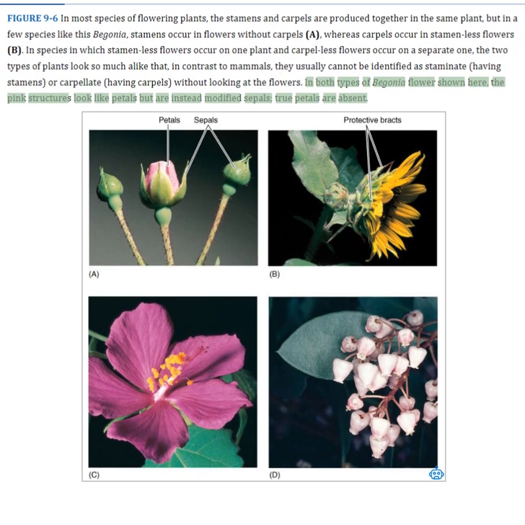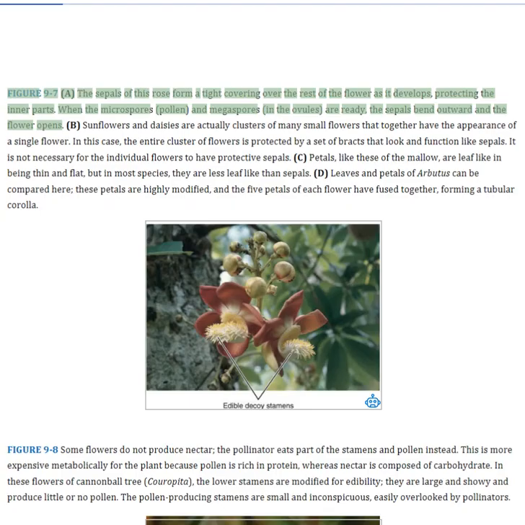In both types of begonia flowers shown here, the pink structures look like petals but are instead modified sepals. True petals are absent. Figure 9.7 The sepals of this rose form a tight covering over the rest of the flower as it develops, protecting the inner parts. When the microspores and megaspores are ready, the sepals bend outward and the flower opens.